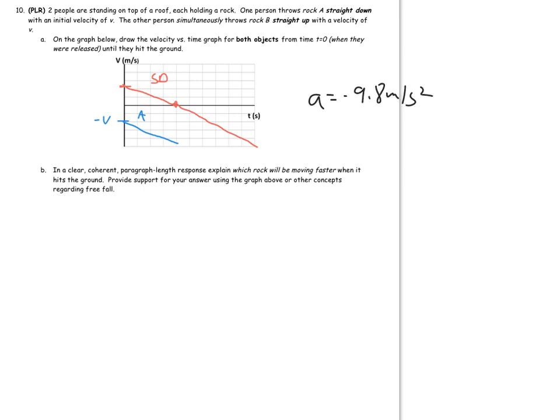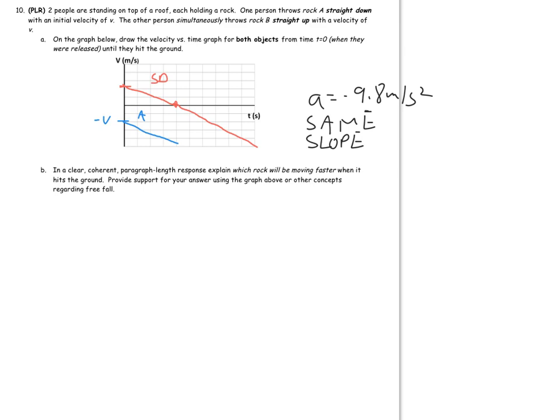So the slope of the two lines, and obviously it's not easy to get this perfect, but they should be relatively the same. In theory they are exactly the same, but obviously it's a little bit difficult to draw that. So it should look something like that.